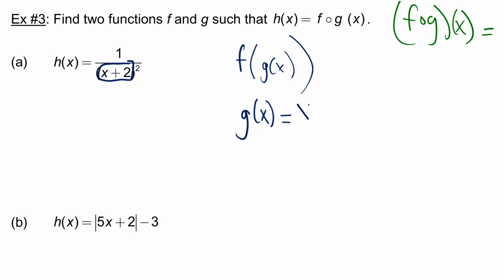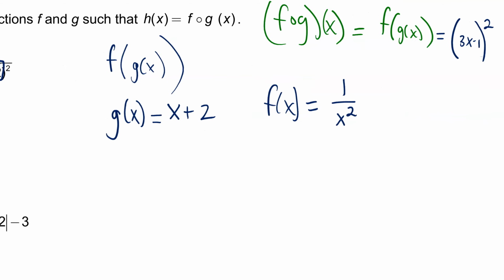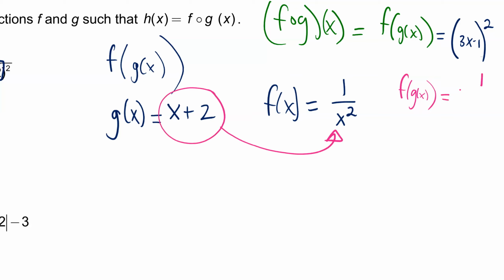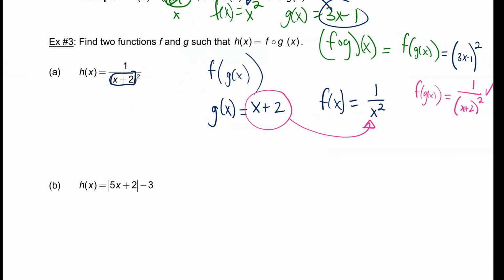x plus 2. So if g of x is x plus 2, this leaves me with f of x equaling 1 over x squared. You don't need to write the 1 twice. Okay, now let's double check. We don't do this every time, but let's double check. If I plug this in for my x inside of my f, is this what I ended with? 1 over (x plus 2) squared. Is this what I started with? It is. So I know that works.